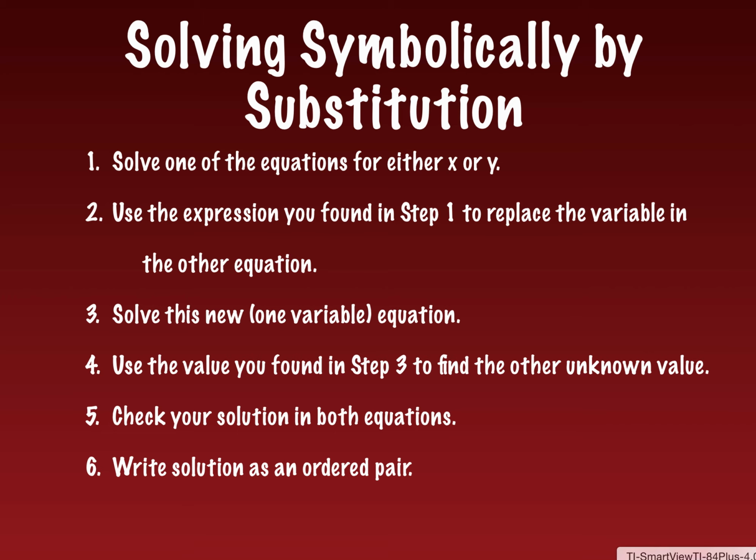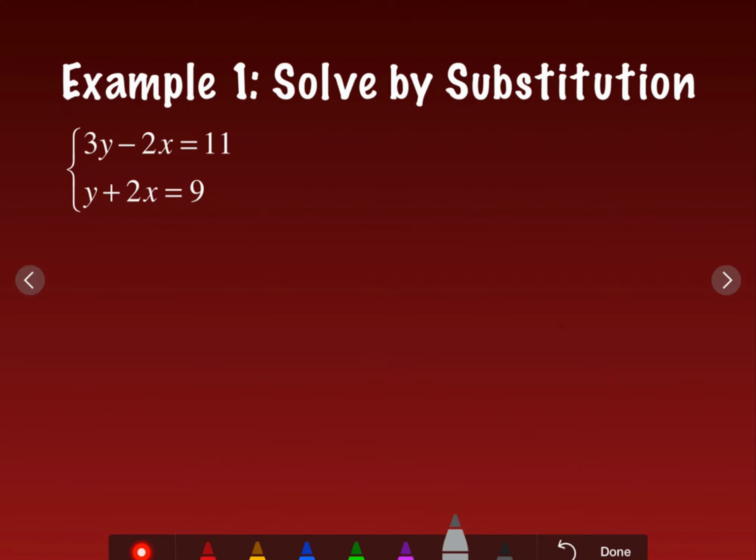We're going to solve this new one variable equation, get a value for it, and then use that value to find the other unknown. We're going to check our solution in both equations. We could also check it graphically, which is what I'm going to show you how to do. And we'll write our new solution as an ordered pair. So we're going to solve this system by substitution.